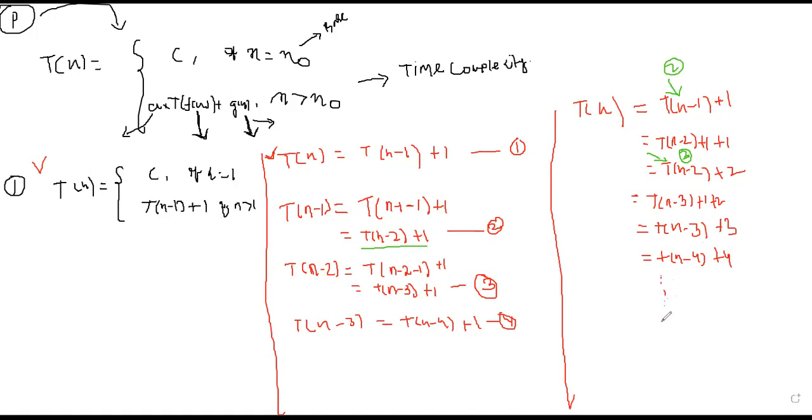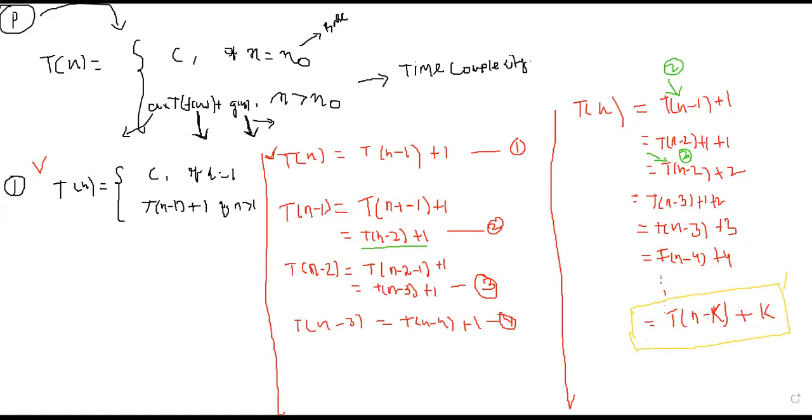Now this process will continue. Kab tak continue hoga ye process? Till T n minus k times. Yes or no? Now you can see the pattern here: T n minus 1, T n minus 2, T n minus 3, T n minus 4. This will continue up to T n minus k. And plus 1, 2, 3, 4, now it will also be k. So this is a generalized form. This process will continue, T n minus k plus k times.